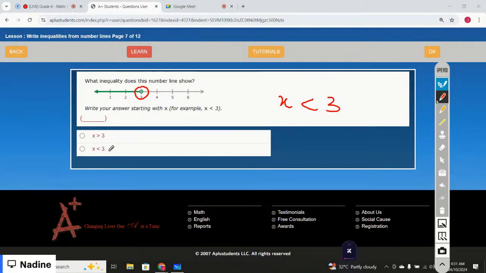Option number 2 is the correct option. Two things you need to see here are an open circle or closed circle. If that is the closed circle, it would be x is less than or equal to 3. But that is an open circle, that means 3 is not the solution. And that is pointing to the left side, so all the numbers that are less than 3. So the correct option is option number 2.